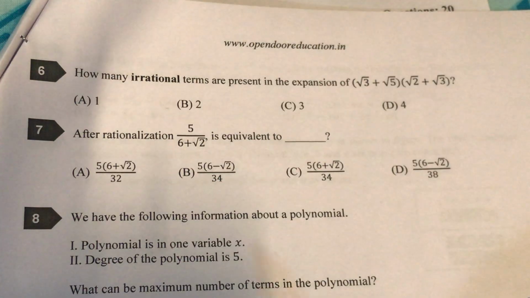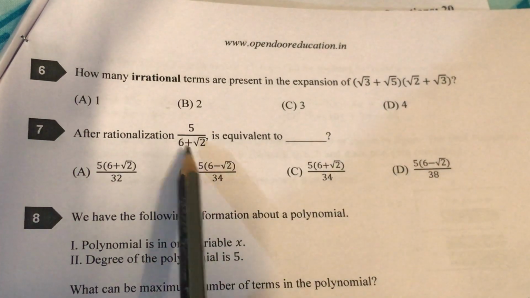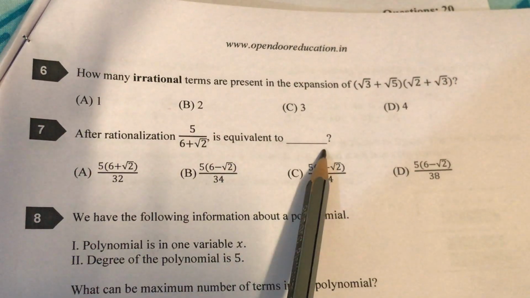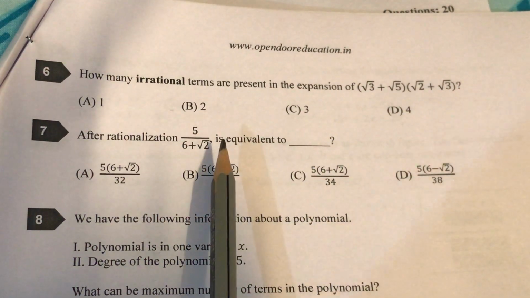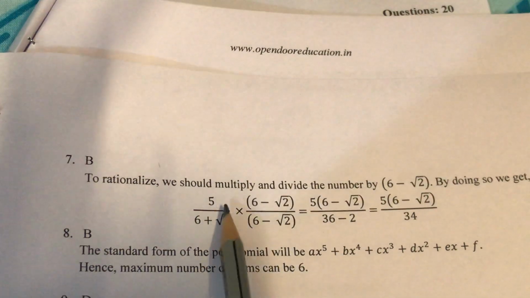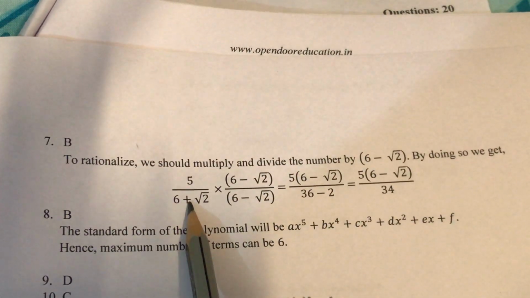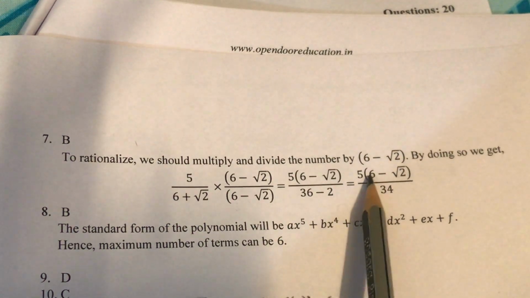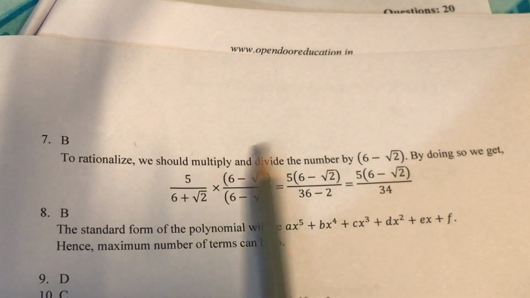Question number 7 is, after rationalization, 5 by 6 plus root 2 is equivalent to what? So rationalize it. When you rationalize it, see I had it over here. This is plus, so definitely by minus. When you rationalize it, you will get this as the answer. So answer is B of question number 7.